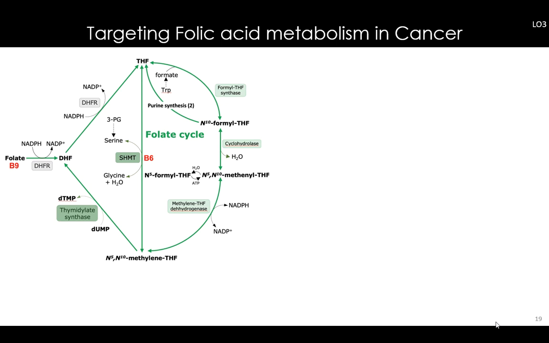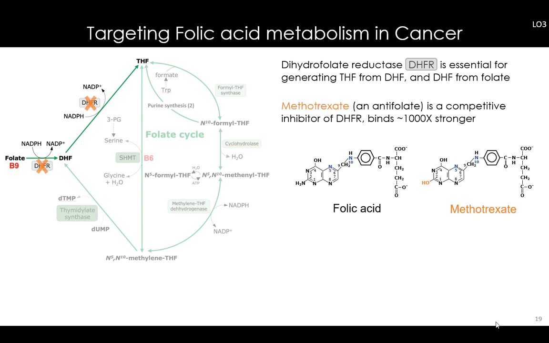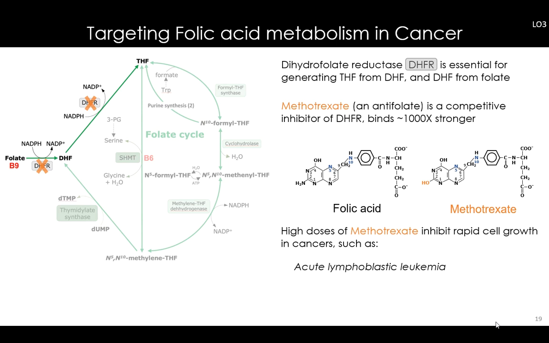Folic acid metabolism is often targeted in cancer treatments to inhibit the rapid growth of cancer cells. Dihydrofolate reductase, or DHFR, is essential for generating THF from DHF and DHF from dietary folates. As shown below, methotrexate is a structural analog of folic acid, termed an antifolate, and is a competitive inhibitor of DHFR, binding about 1,000 times stronger than folate. High doses of methotrexate inhibit rapid cell growth in cancers, such as acute lymphoblastic leukemia, breast cancer, osteosarcoma, and advanced non-Hodgkin's lymphoma.